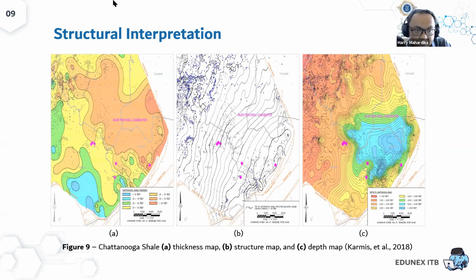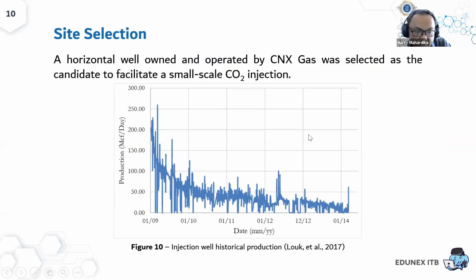Okay, next. The 10th slide. This is a gas well, a hydrocarbon gas production. Yes. Oh, okay, to facilitate small scale CO2 injection. Okay, so the shale formation will be injected with CO2 to replace the gas that is produced by the well operation. Okay, next.